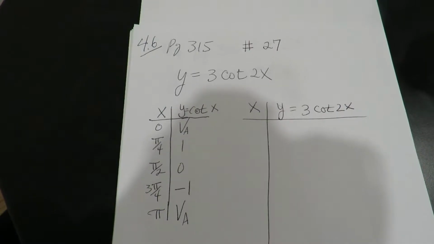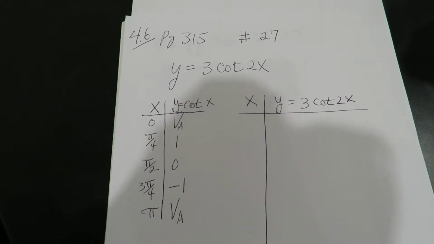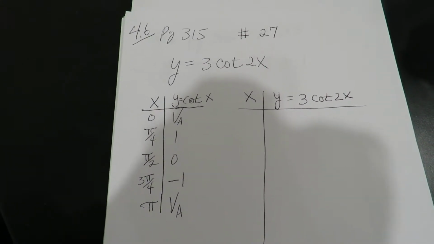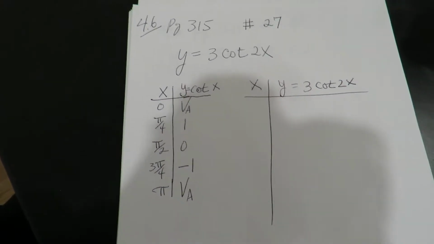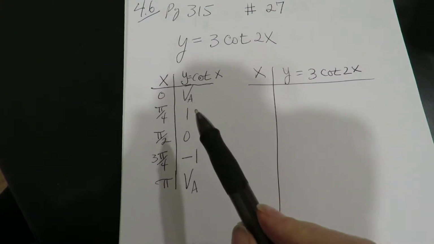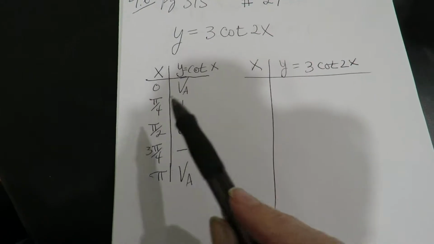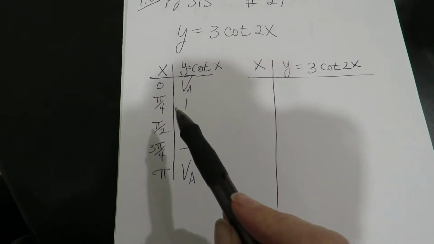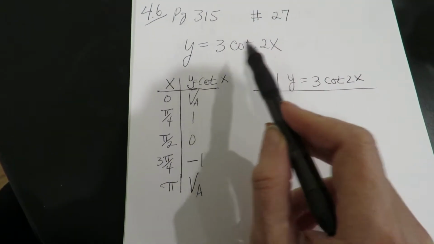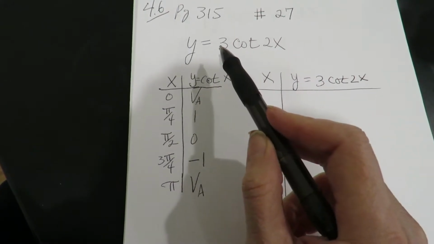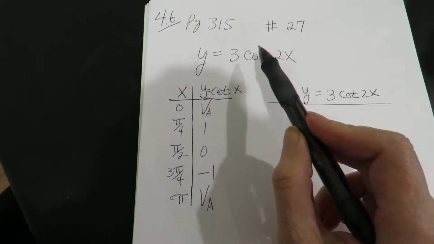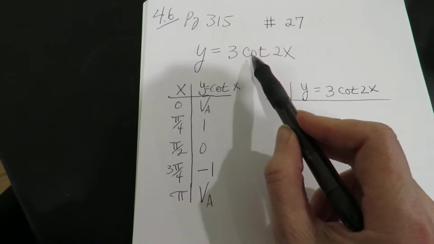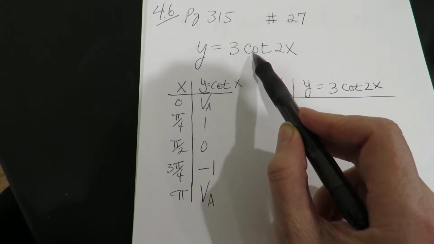I'm at 4.6. I'm number 27, page 315. Okay, so on the left side here is the standard table for the cotangent. I'm going to convert this table using the new function they gave me. So there's a 3 that's multiplying the cotangent function.